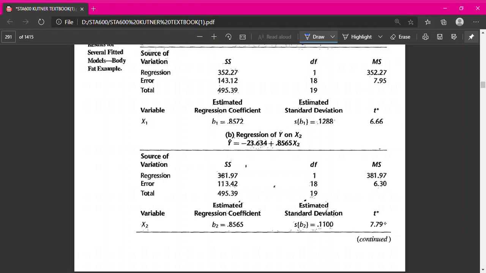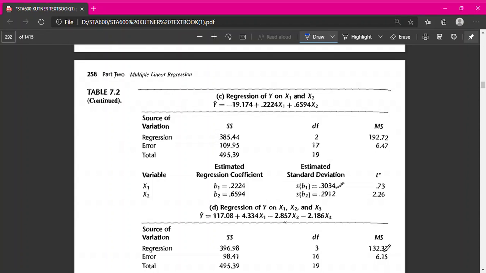Di sini SSR, di sini SSE, di sini SST. Kalau you tengok SST, bila you regress y on x1 dan y on x2, SST dia sama. SST sama saja, cuma yang berbeza adalah dia punya SSR dan SSE. Sama je dekat sini. SST-nya sama.